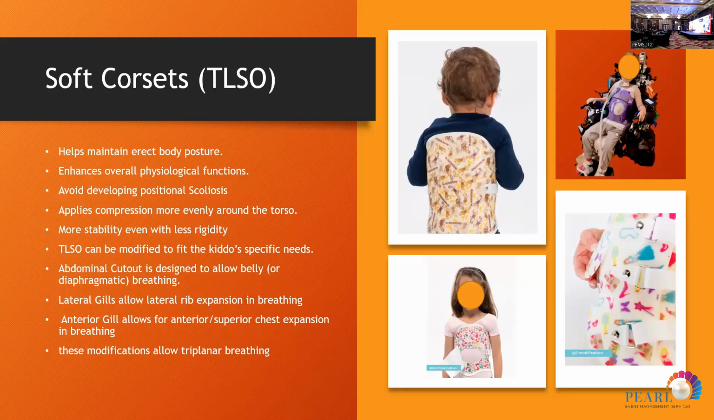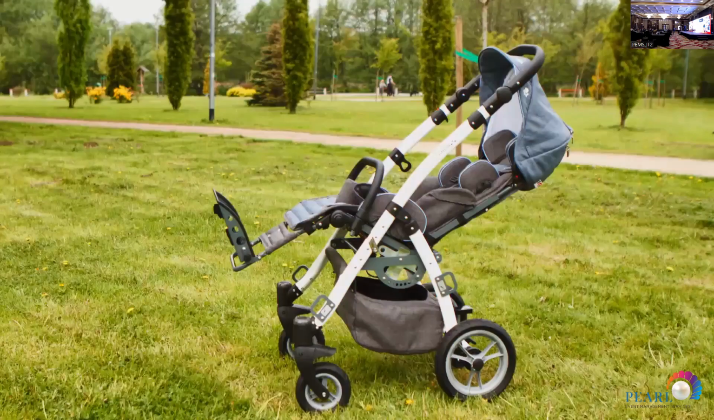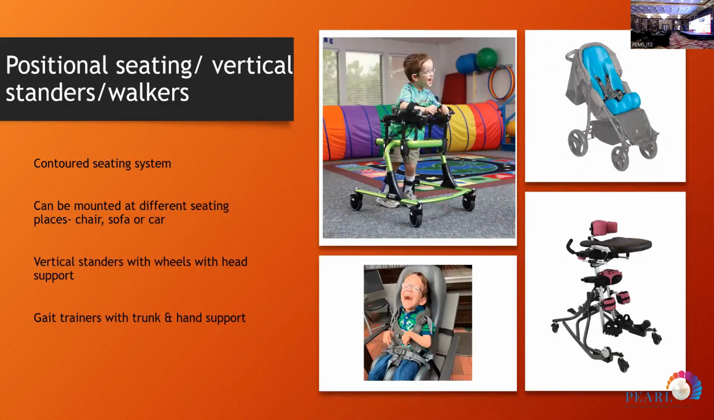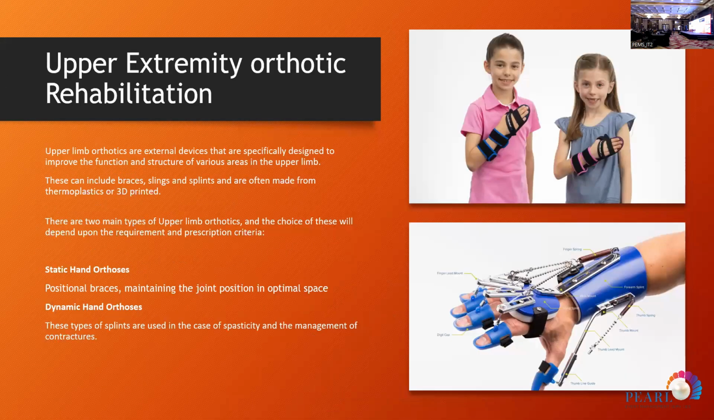These are some of the case studies we have done with positional chairs, walkers, gait trainers, vertical standers, and standing. These are some of the upper extremity orthotic rehabilitation with hand splints and braces, managing contracture and spasticity.